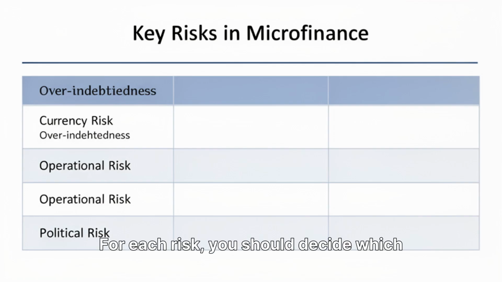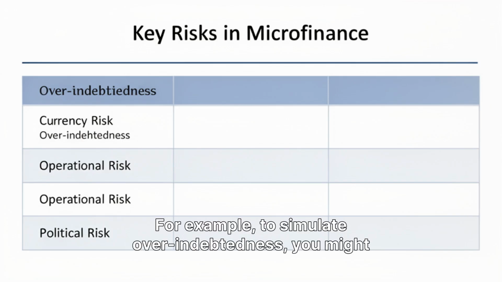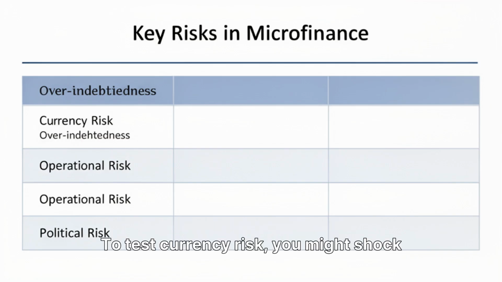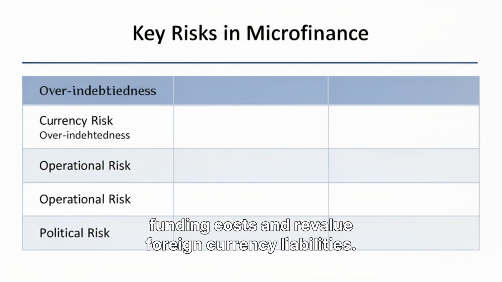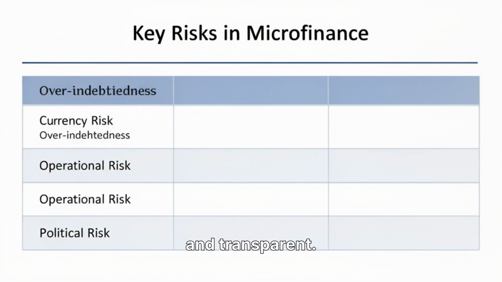For each risk, you should decide which assumption to stress. For example, to simulate over-indebtedness, you might increase default rates and reduce collection efficiency. To test currency risk, you might shock funding costs and revalue foreign currency liabilities. Good modeling makes these stress tests quick and transparent.